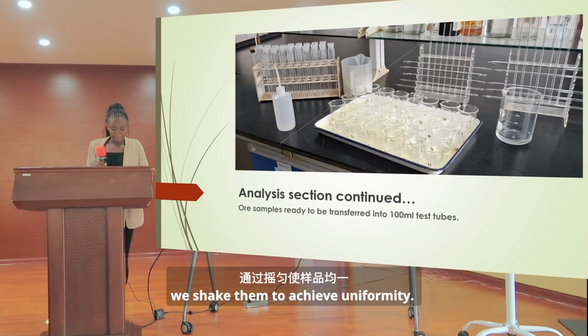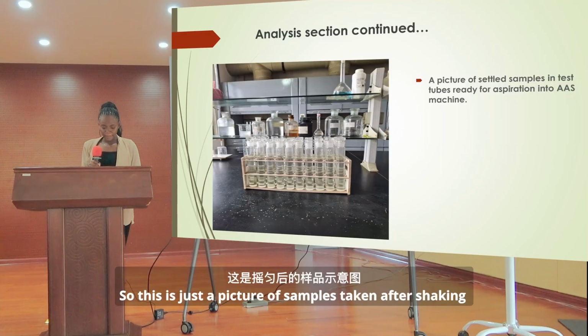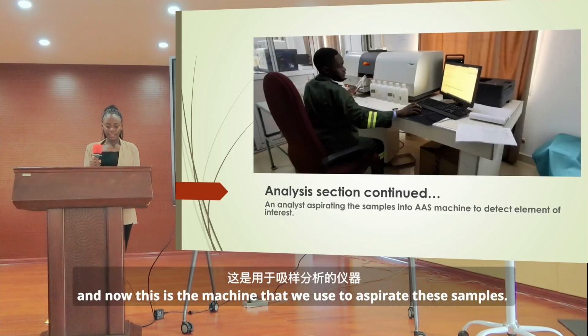We shake them to achieve uniformity. So they have to be shaken and we wait for them to settle. So this is just a picture of samples settling after shaking. And now this is the machine that we use to aspirate these samples.